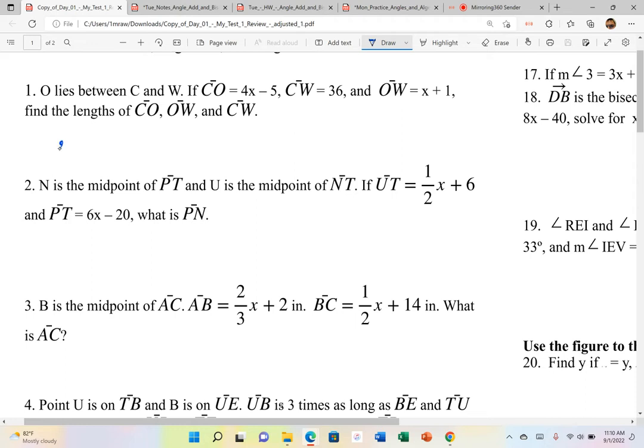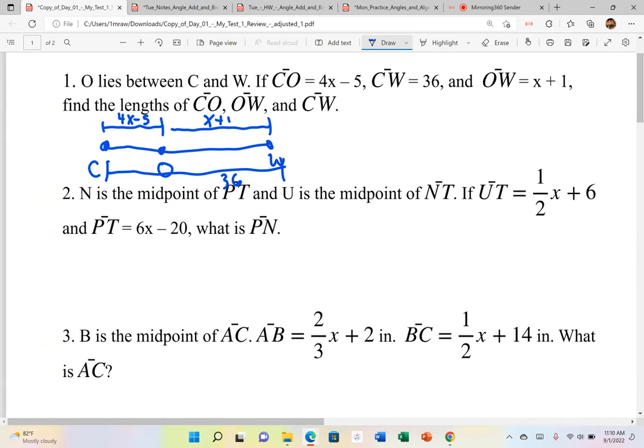Here's C, here's W, and O lies somewhere between. It doesn't say the midpoint or any of that stuff, right? It just says between. If CO, that's from here to here, is 4x minus 5, and CW, the whole entire line segment, is 36, and OW, so from here to here, is x plus 1, find the lengths of CO, OW, and CW.